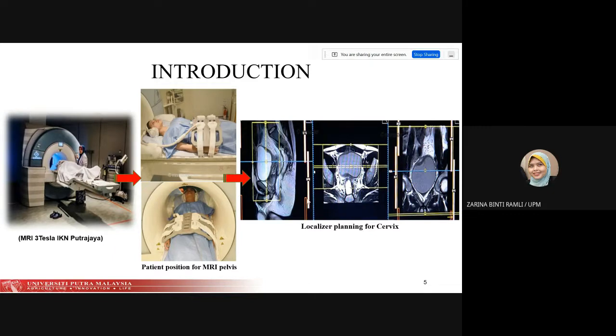And this is the localizer used to plan for the cervix area, which we can see in the sagittal, axial, and coronal views.